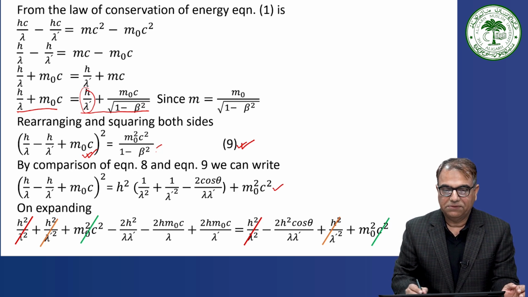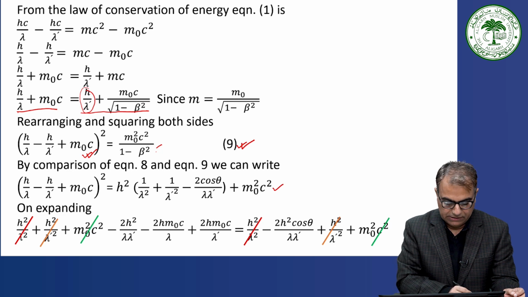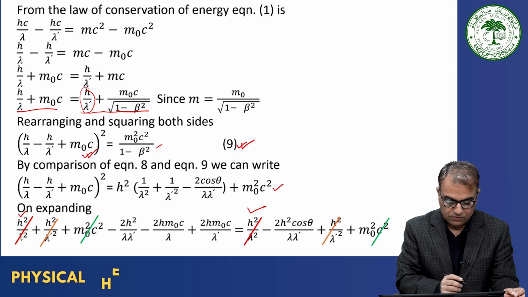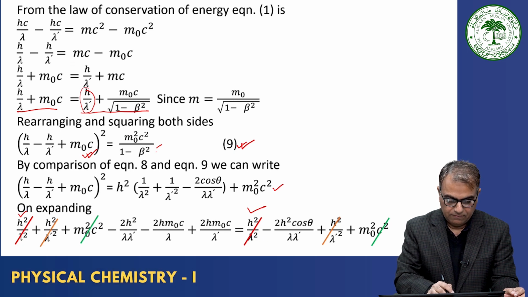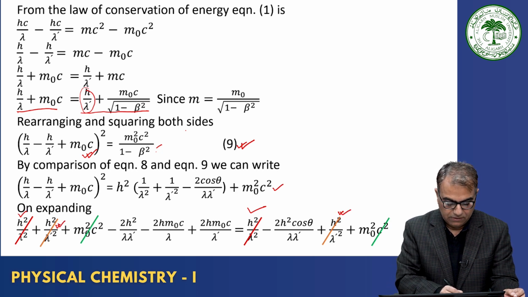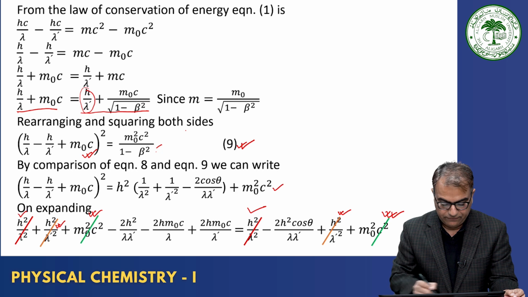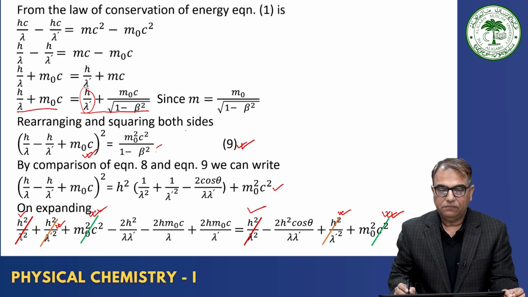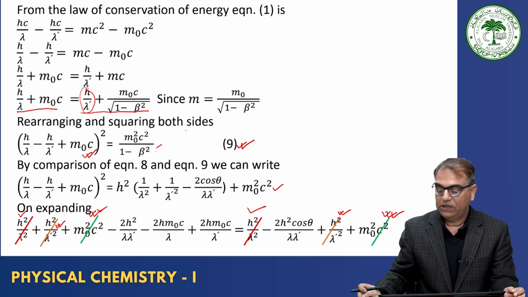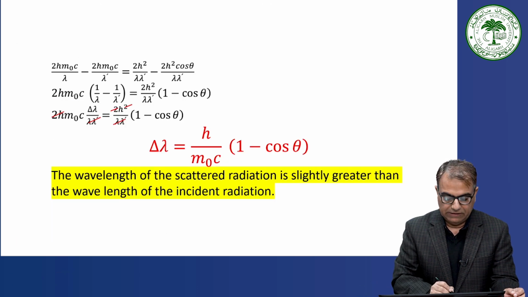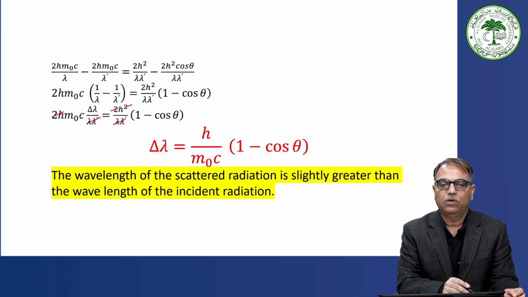Look at this one. First we expand this one, and then you can easily see that all these terms, this goes with this one, this goes with this one. I have changed the color also so that you do not get confused. So these terms get omitted. Now the remaining terms: 2hm₀c/λ minus 2hm₀c/λ' is equal to 2h²/λ' minus 2h² cos θ/λ'.